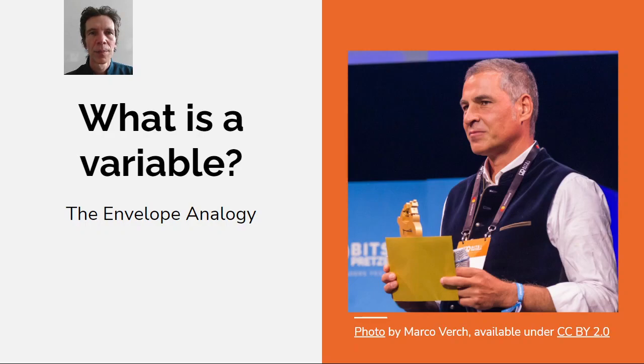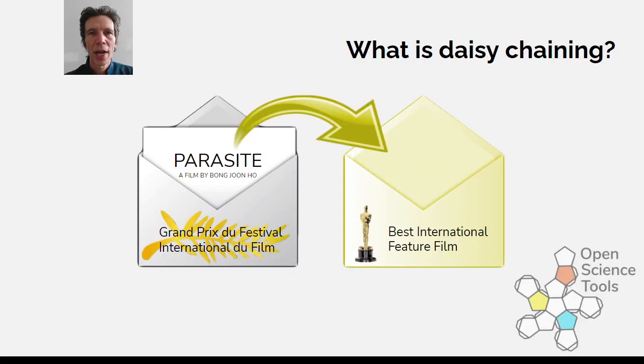In daisy chaining, what we're doing is we're taking the contents of one envelope and then passing it into another envelope. And to do that, we need to use some code usually to take it out of the first envelope. And then we put it into the next envelope using URL parameters.